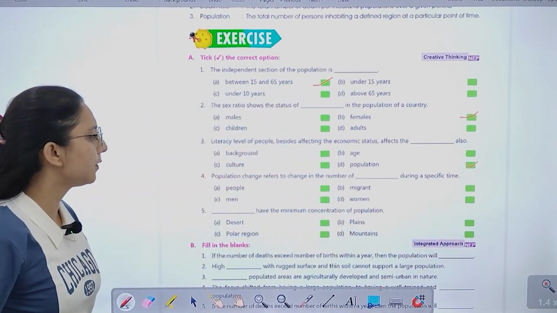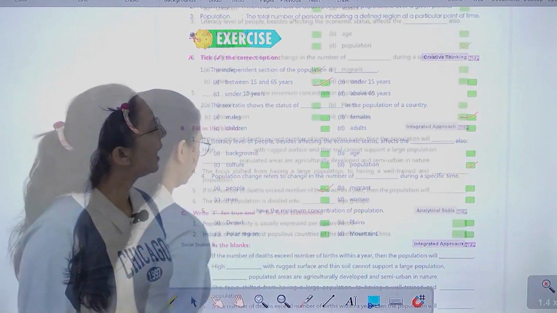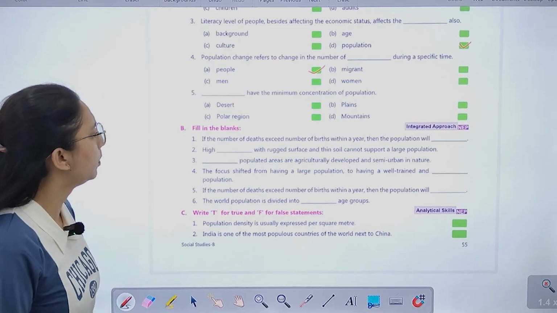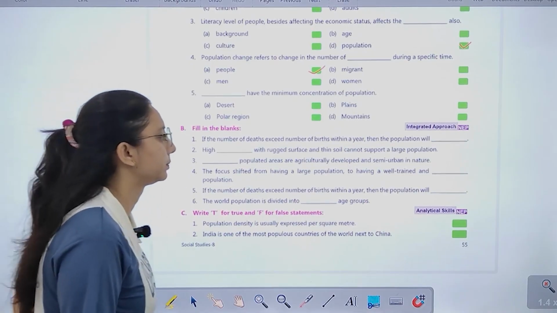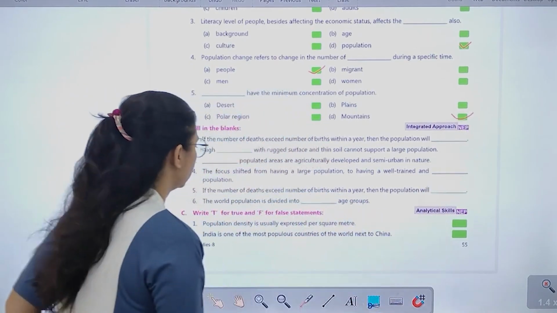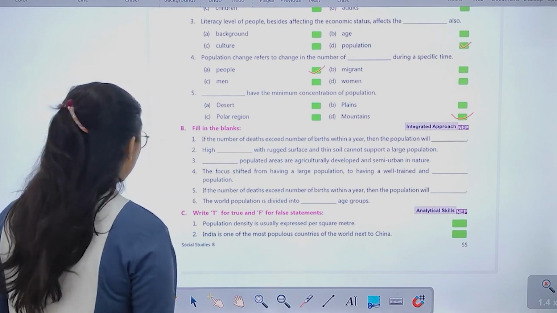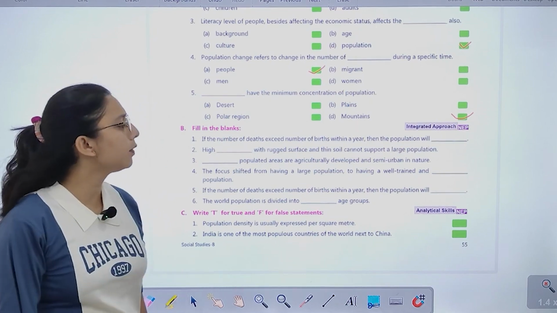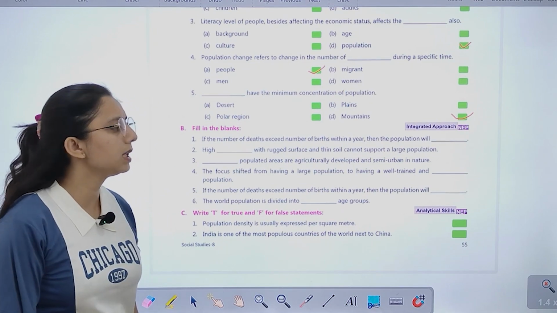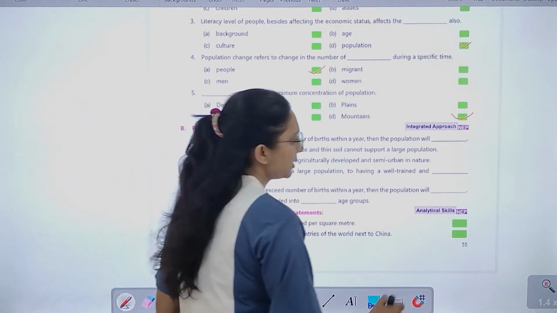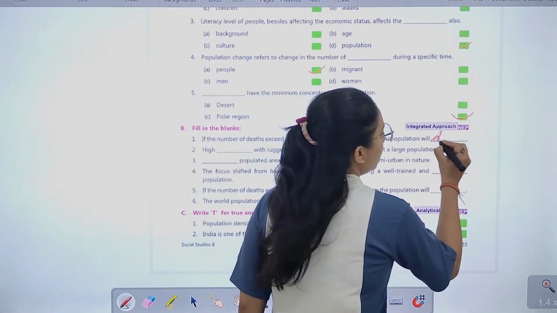Now population change refers to change in number of people. Dash have the minimum concentration of population. कहाँ? Mountains. Now fill in the blanks. If the number of deaths exceed number of births within a year, the population will increase or decrease. Population क्या होगी? Decrease.